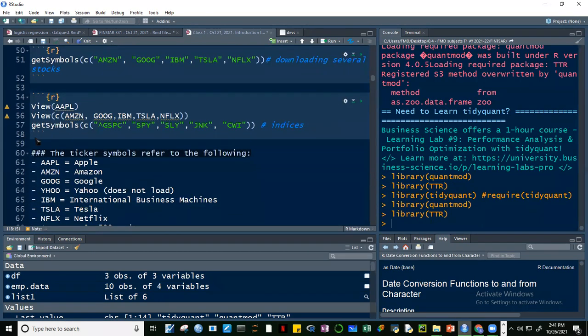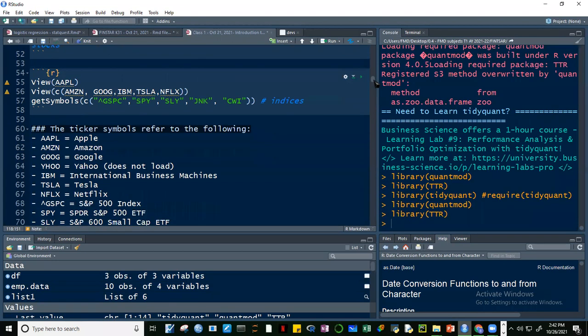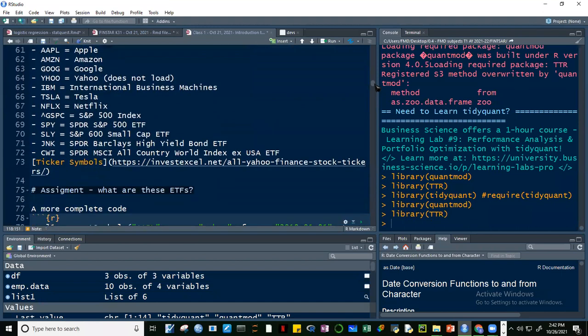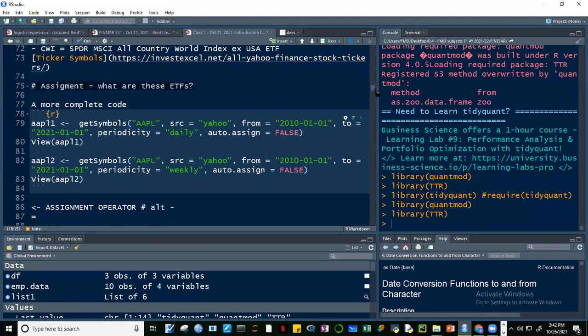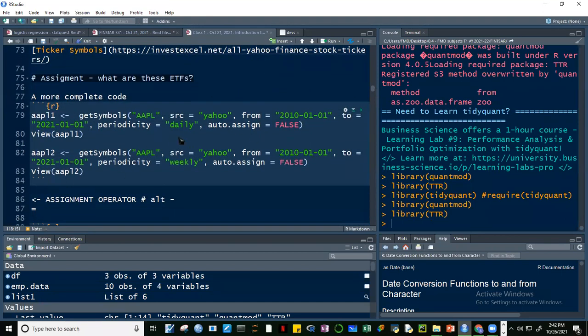Okay, did we get these stock prices, guys? GSPC, SPY, SLY, JNK last time? Did we do that? Okay, so it's very easy, guys, to get stock prices, also ETFs, from Yahoo Finance. Okay, and then we said that the default is just getSymbols, and then R will use its default settings.